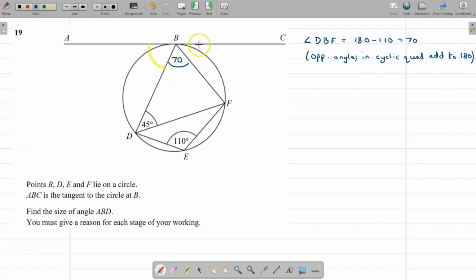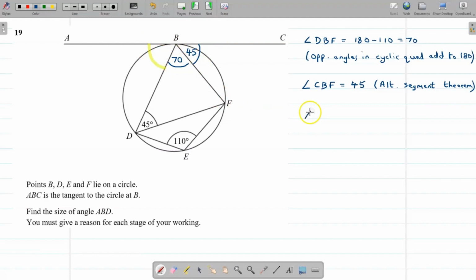This angle here is 45, and the reason it's 45, it's called the alternate segment theorem. So it's angle CBF equals 45, and you can say alternate segment theorem. I'm abbreviating a bit just to save time, but you should really write it all out. Okay, and then I can use angles on a straight line. That's probably the easiest way.